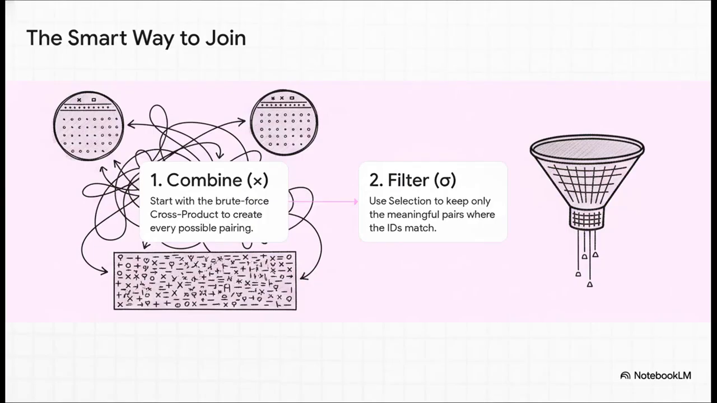So, what's the smart way to do this? This right here is the secret to how databases really work their magic. A join, which is the most common way to combine tables, is just a combination of the tools we already learned. First, you do the brute force cross product to create every possible pair. Then, you immediately use selection to filter that giant messy result, keeping only the rows that actually make sense, the ones where the IDs match up. It's just a combine then filter strategy.